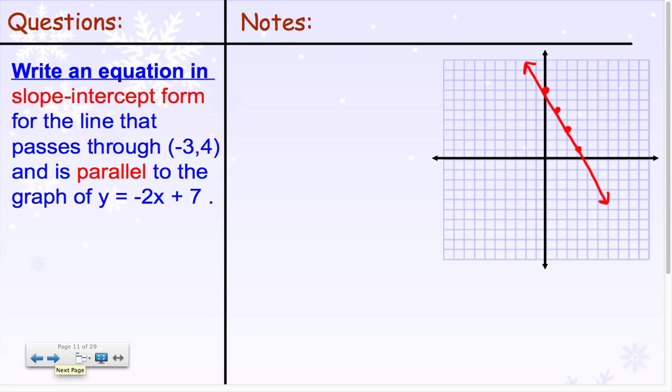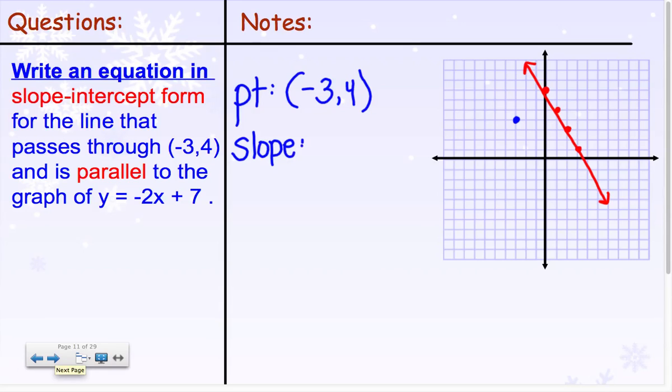I also know that my new line has to go through the coordinate point (-3, 4). So I'm also going to graph that point, which is right there, the blue dot. If the point they give me is (-3, 4), I know that the equation that has a point in it is point-slope form. So I have my point, I need my slope.